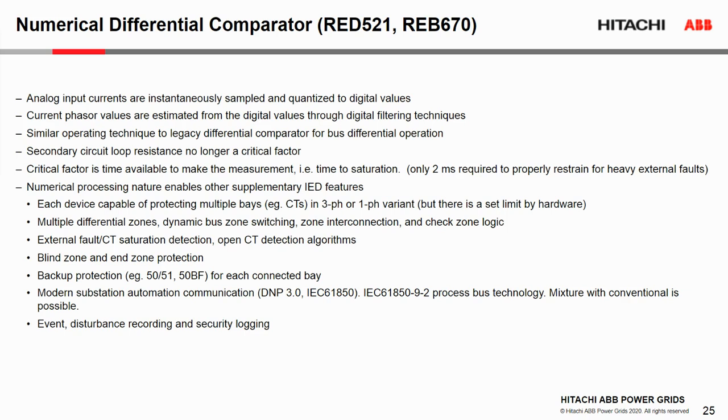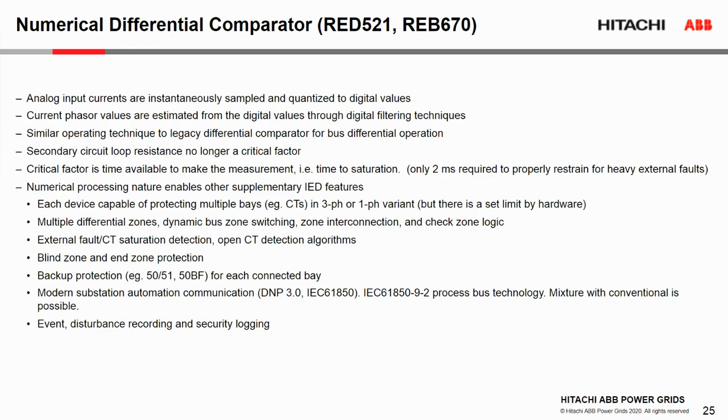The critical factor is the time available to make the measurement, i.e. the time to saturation. There's an IEEE formula where you can calculate it. In ABB's relays, or other vendors, typically you need 2 to 3 milliseconds. You just need the CT to be stable for these 2 to 3 milliseconds, so that a modern algorithm can distinguish that CT saturation is actually coming in, and because of that, you can block the false differential currents. You only need that 2 to 3 millisecond window of a stable, correct CT.